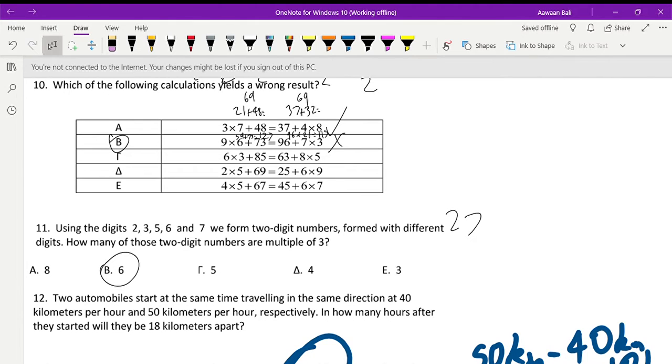One minute guys, my stylus is running out of charge again and again.